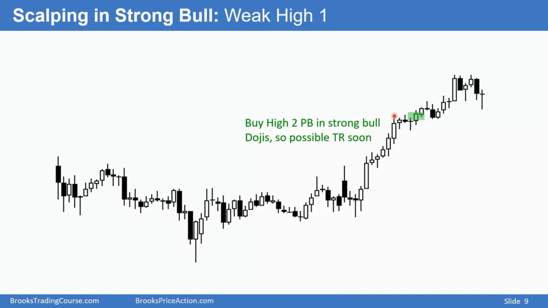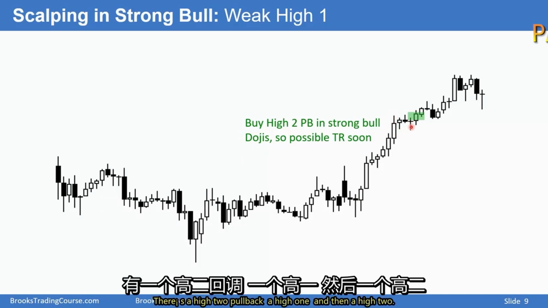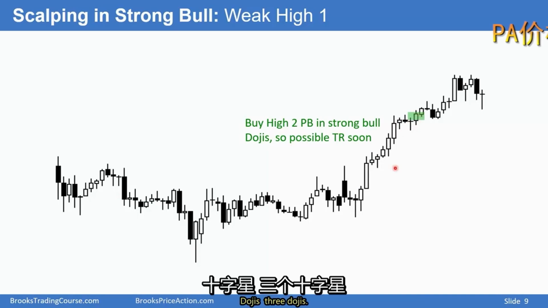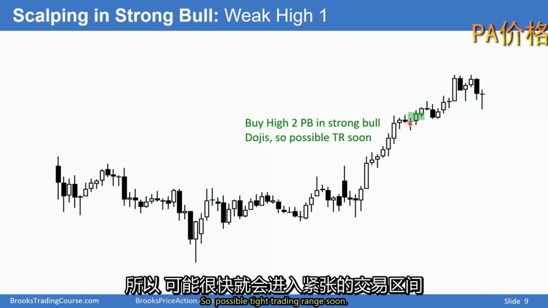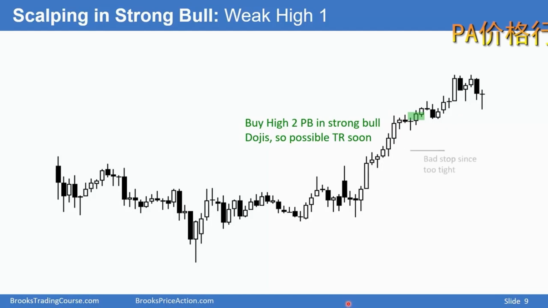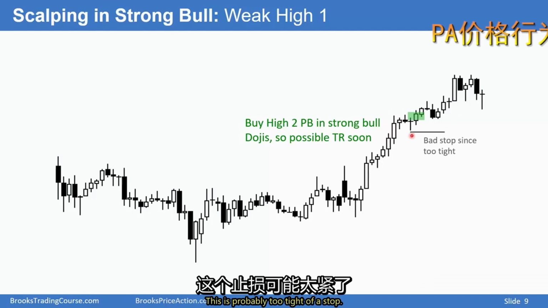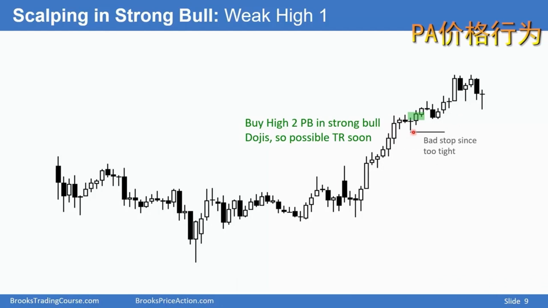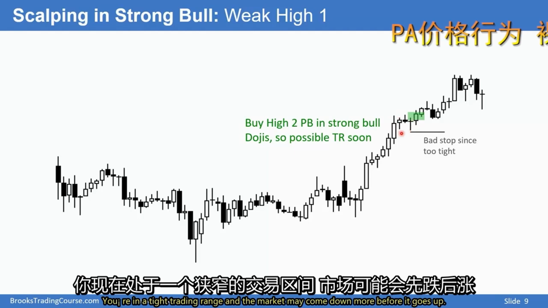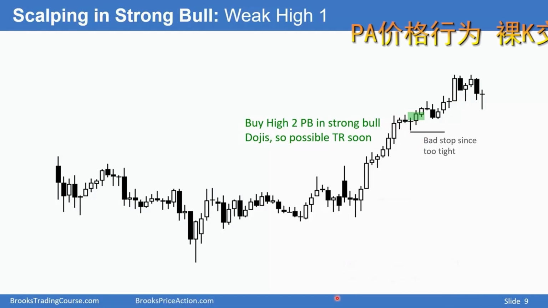Strong bull trend. It's a high 2 pullback, a high 1, and then a high 2. A reasonable buy. Dojis, 3 dojis, so possible tight trading range soon. This is probably too tight of a stop. You're in a tight trading range, and the market may come down more before it goes up.